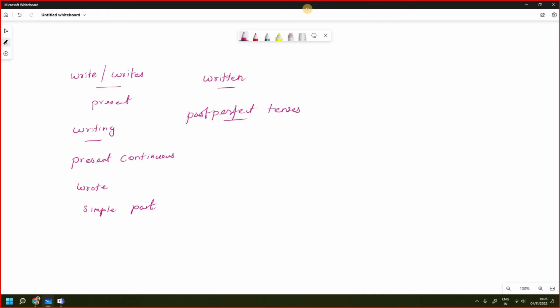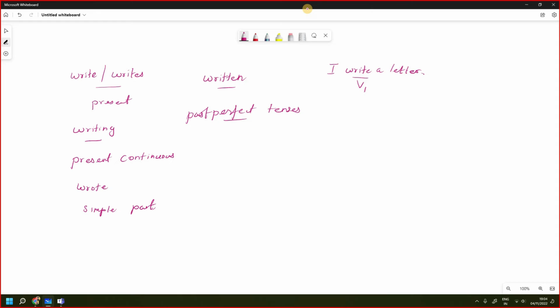So the first tense that we have to solve is simple present tense. For this, I'll write an example: I write a letter. This is simple present tense. So simple present tense always uses which form of verb? First form of verb. So write is the first form of verb. I write a letter.